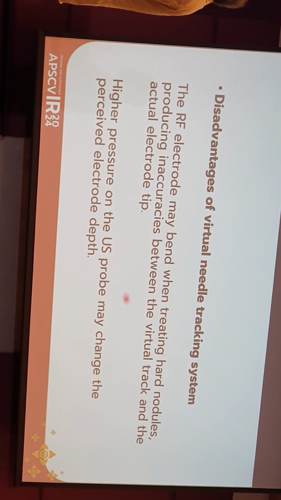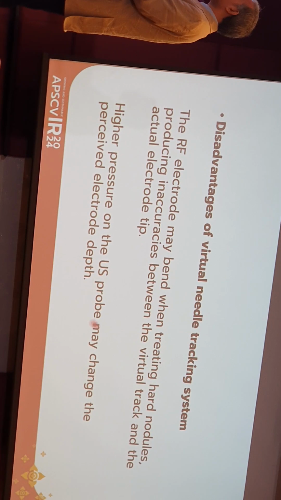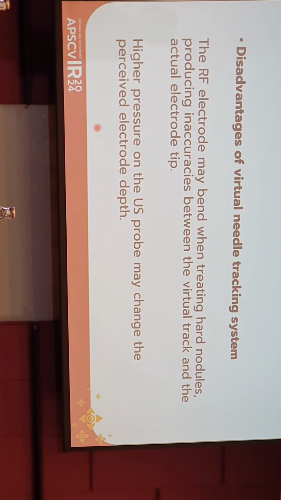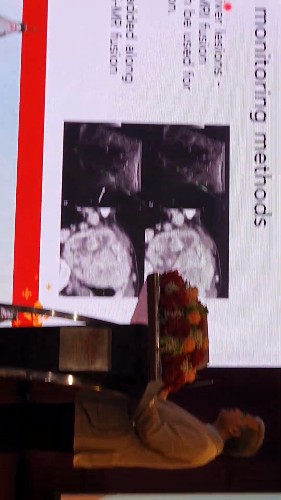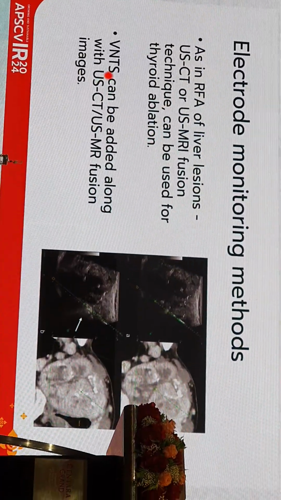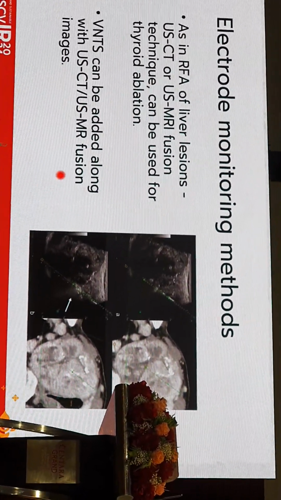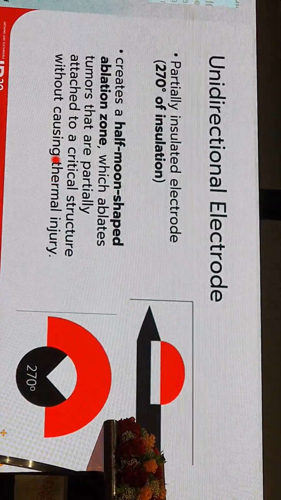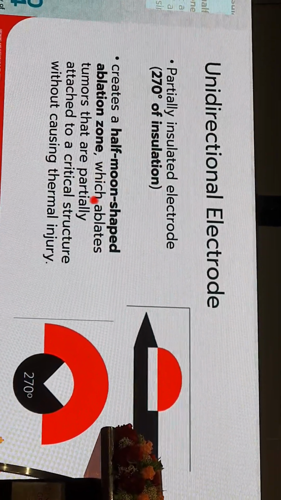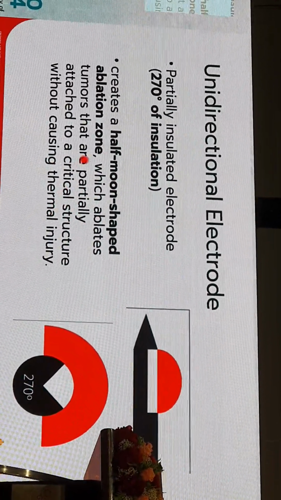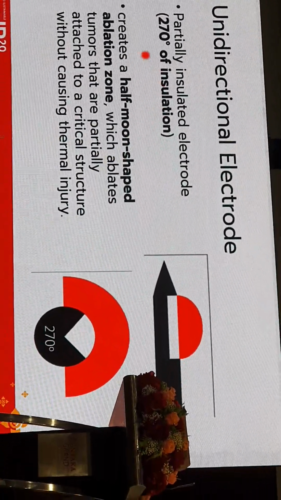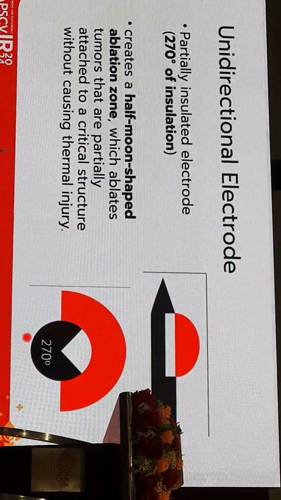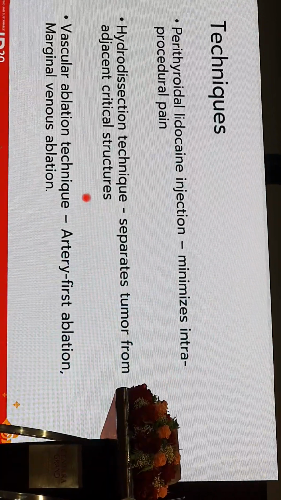Disadvantages are that when you are going through hard nodules, there can be some inaccuracies, and also when we put high pressure with the ultrasound probe, you can get the wrong path. Also, as we use CT or MRI fusion for liver ablation, you can also use it for bigger nodules, fusing with the cross-sectional imaging, and you get to know where your needle tip is. Also, for lesions which are close to a critical structure, there are half moon shaped or 270 degree insulation options where your ablation will be only in a particular direction. So that's how you can save any important structure close by.